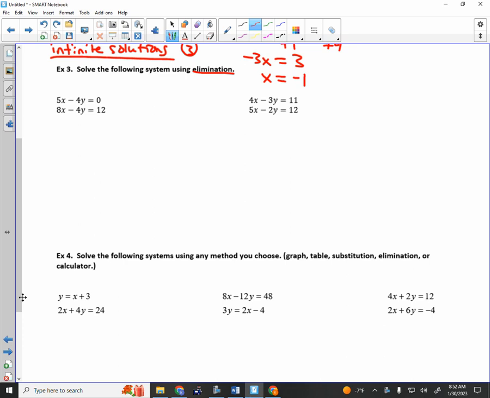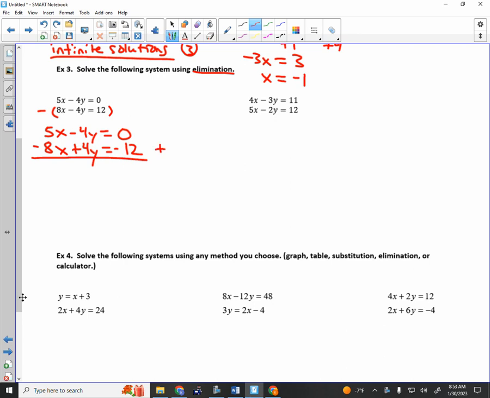Very good. This -4y, if it was a +4y, then they would cancel. So you're allowed to multiply through by a number and then add them together. So I'll write down the top one again. 5x minus 4y is equal to 0. And then the bottom one, I have a -8x, I have a +4y, and I have a -12. Remember to multiply all the way through, okay?